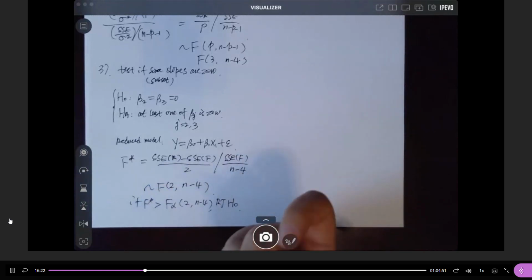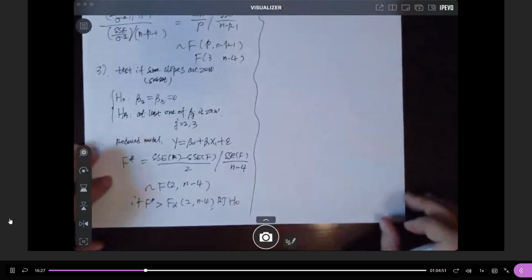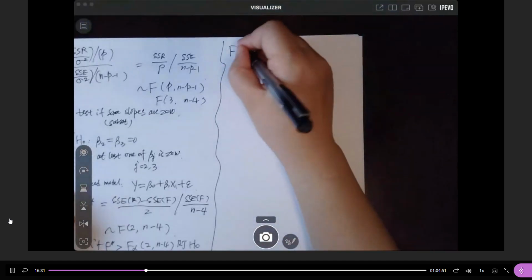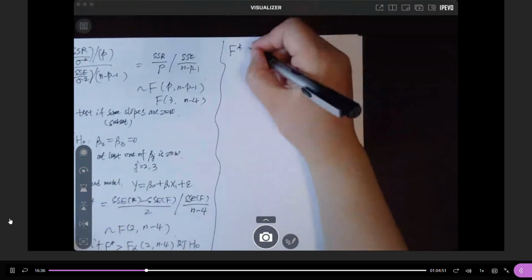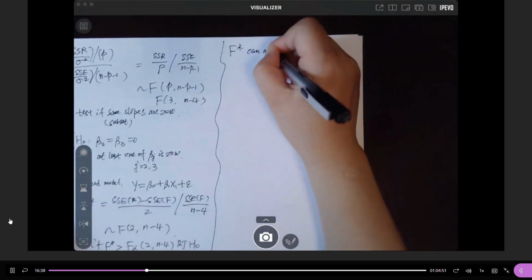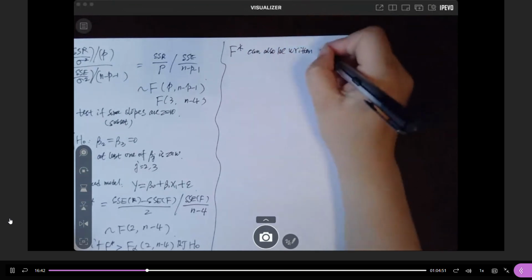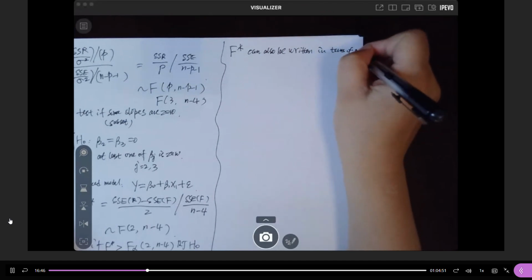All right. Next, I'm going to show that for all the 3 cases here, the general F test, the F star can also be written in the form of R squared. Not just for the third case, for all cases. F star can also be written in terms of R squared.